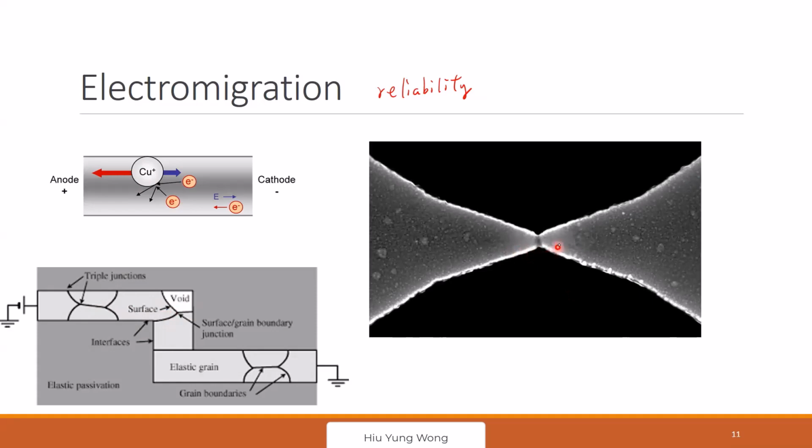And you see, this is an experiment. They really pass current through, I think it's a copper wire, and observe under SEM, scanning electron microscopy. And they do see that after a while, a void will open. Once it opens, your signal is disconnected, right? So that's all I want to say here.